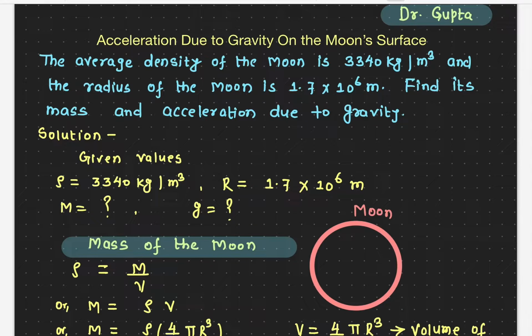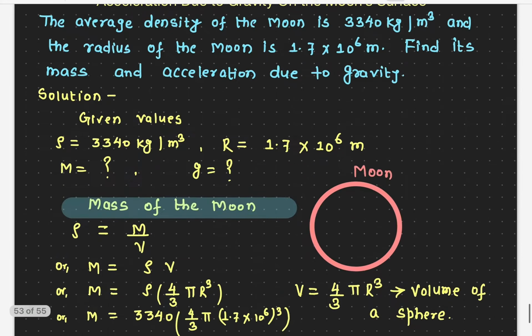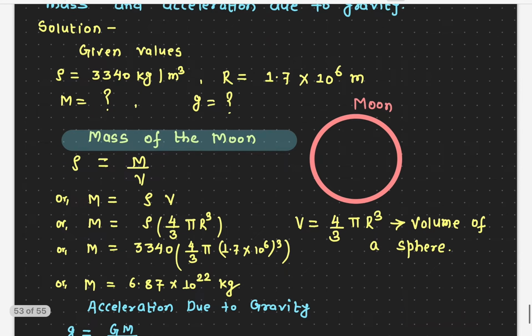Good afternoon, everybody. In this video, we're going to calculate the acceleration due to gravity on the moon surface. What is given is the average density of the moon and the radius of the moon. That's all the numbers we know. From these two numbers, we're going to find out the mass of the moon and the acceleration due to gravity. So let's write down the given information.